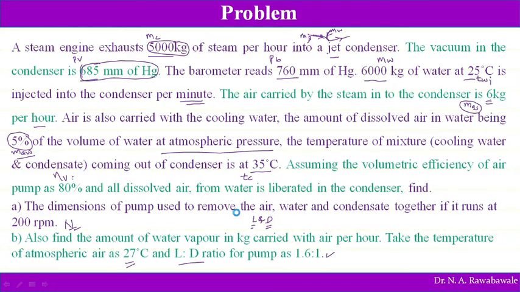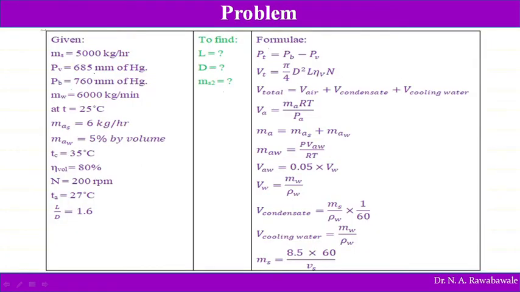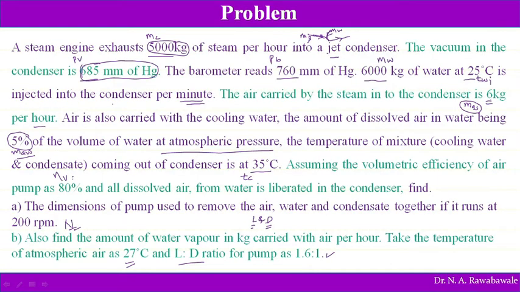Now we'll arrange this data into the table. Mass of steam entering is 5000 kg per hour. Vacuum pressure is 685 mm of Hg. Barometric pressure is 760 mm of Hg. Mass of water entering is 6000 kg per minute. It is not in hour. The temperature of water entering is 25 degrees Celsius.